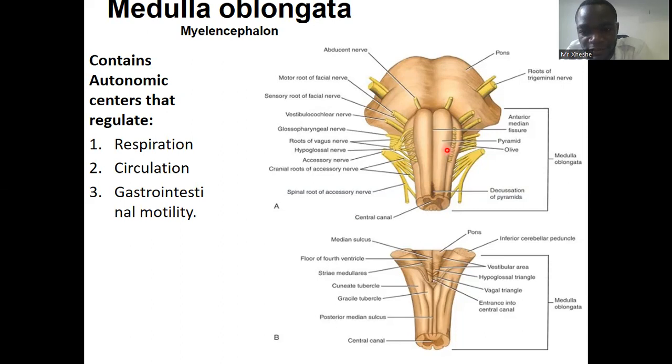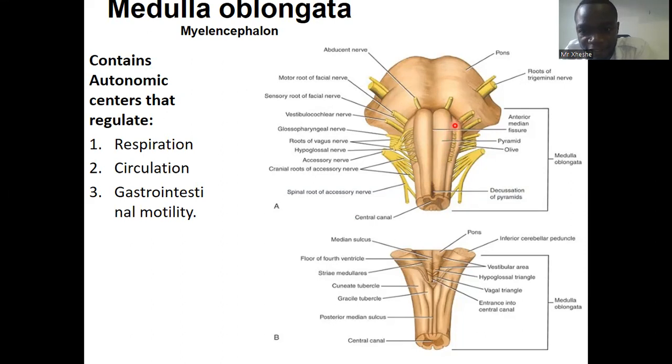So that is the sulcus between the olive and the pyramid. The same structure is seen between the pons and the medulla oblongata. There's that swell and depression there. Okay, so that is a sulcus as well, connecting the pons to the medulla oblongata.